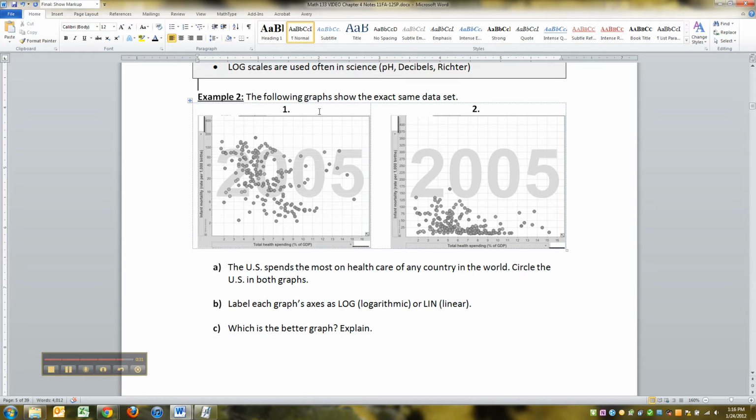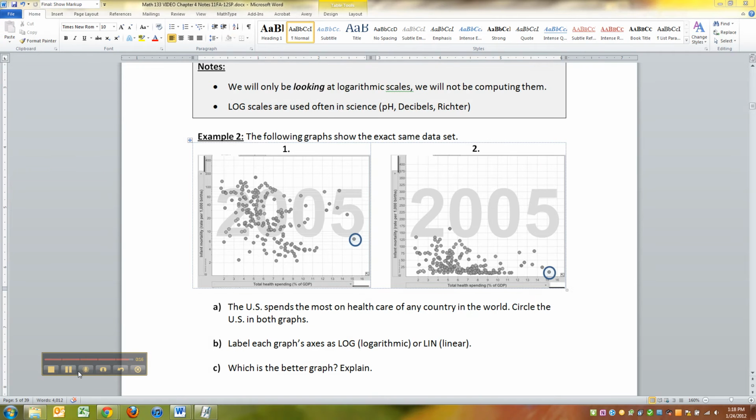All right, so here are two graphs. They are for the exact same data set. See that? So the U.S. spends the most money on healthcare in the world. Circle the U.S. in both graphs. All right, let me do that. I'll be right back. There we are. So we are the most expensive. So we're number one in something. We are the most expensive healthcare. So we are the farthest to the right. So that's us right there, and that's us right there. That's the U.S.